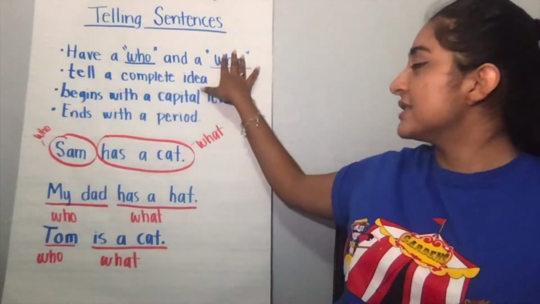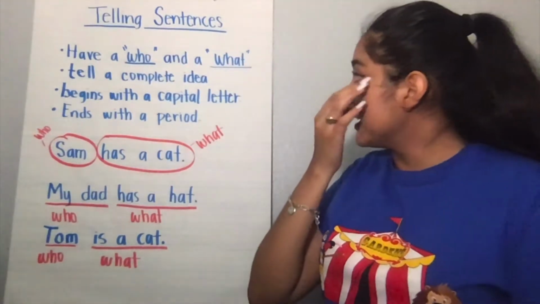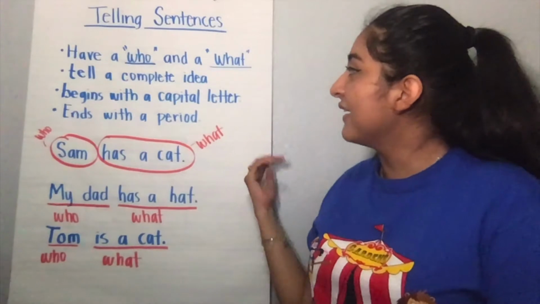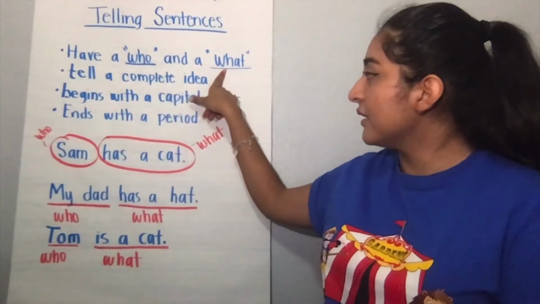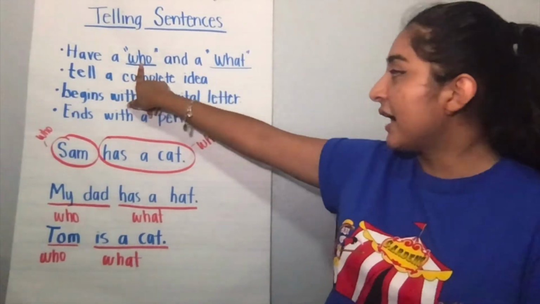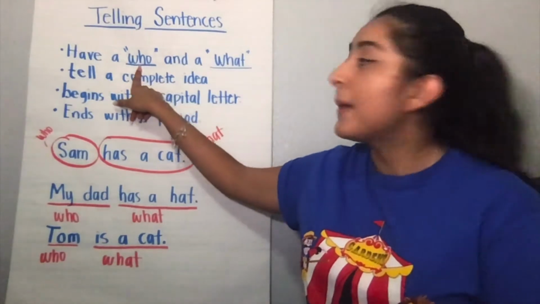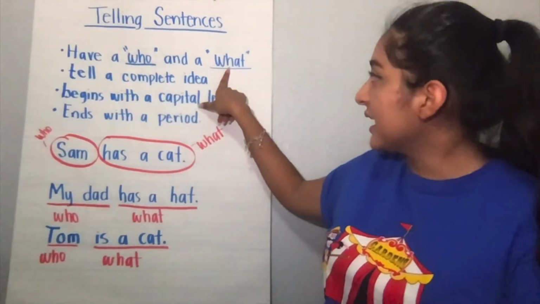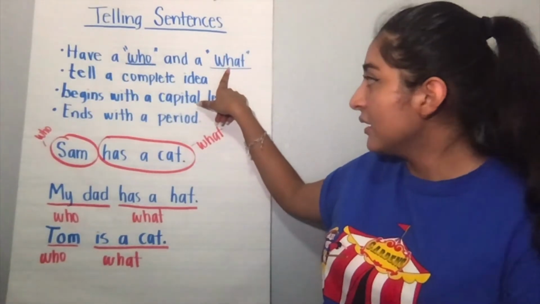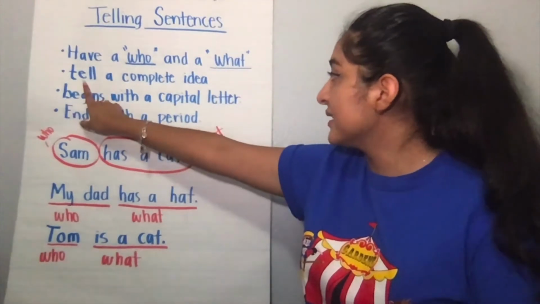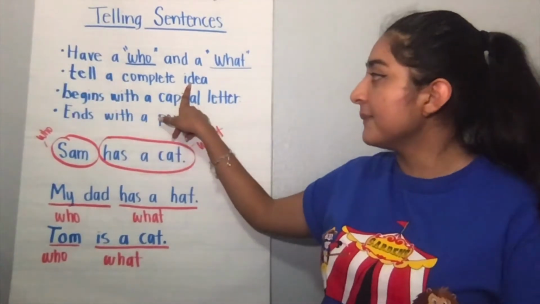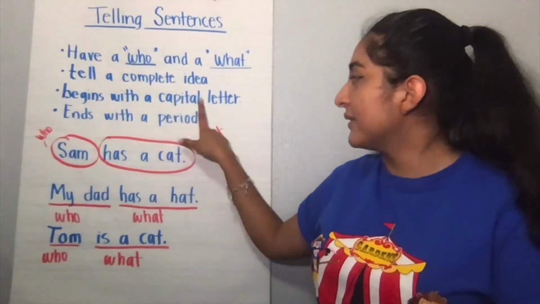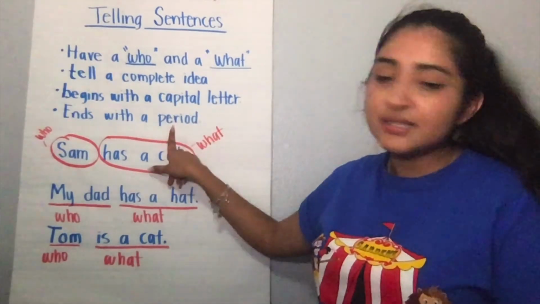So telling sentences. We said that telling sentences have to have a who and a what. So a who is our naming part, and our what is our telling part. Also, telling sentences have to tell a complete idea. They need to begin with a capital letter and end with a period.